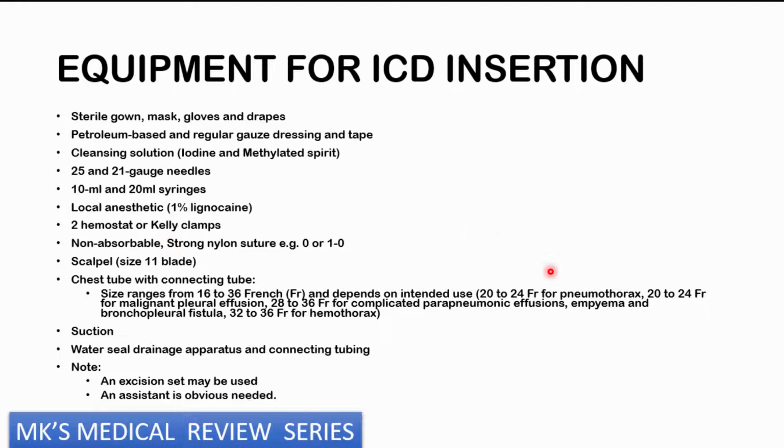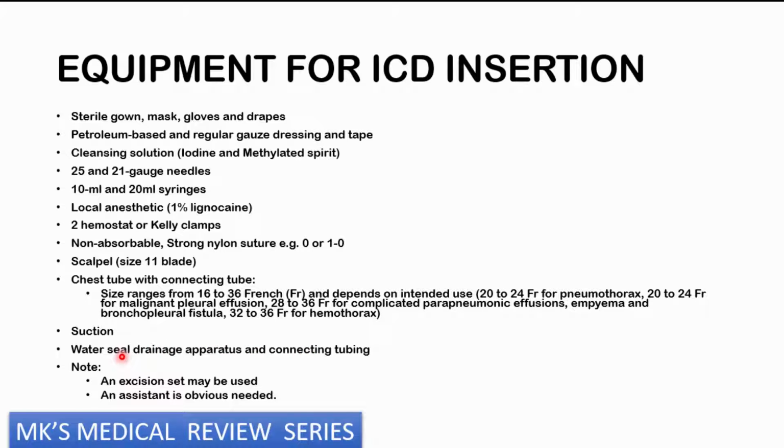So for a pneumothorax, you can use a 20 to 24 French size of tube. For a malignant pleural effusion, you want to use also 20 to 24 French. For complicated parapneumonic effusion, you use 28 to 36 French. For empyema, even for bronchopleural fistulas, you use a 28 to 36 French tube size. And then, of course, for hemothorax, you use a 32 to 36 French tube size. Then you also need suction and, of course, a water seal drainage apparatus and connecting tube.